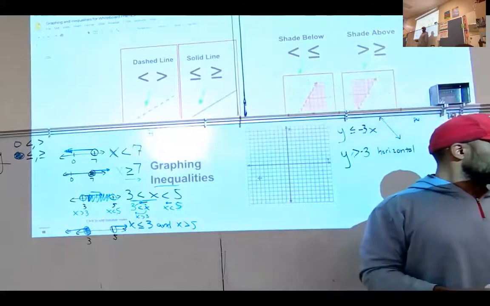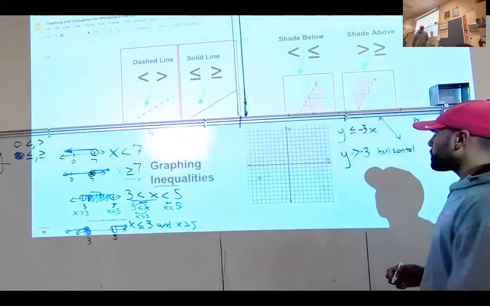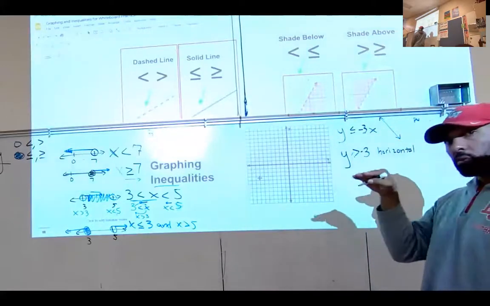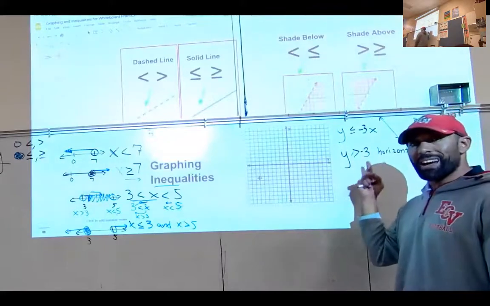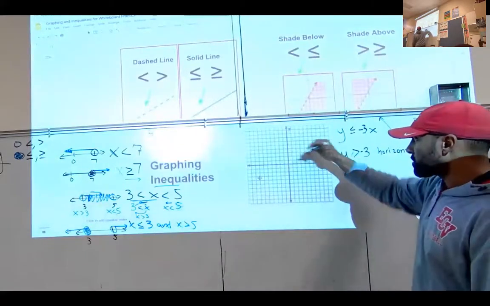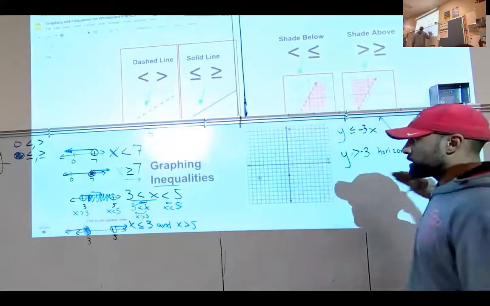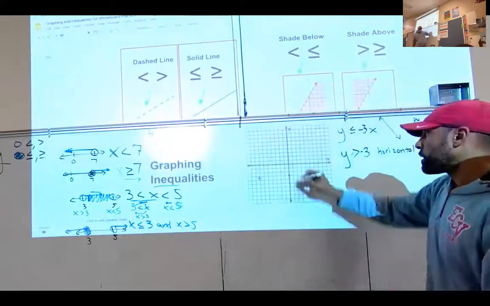Horizontal. You guys see that? Yeah, you can see it. Okay, so if it's horizontal, that means it's on the y-axis. So I start at -3 on the y-axis, and then I go straight across.